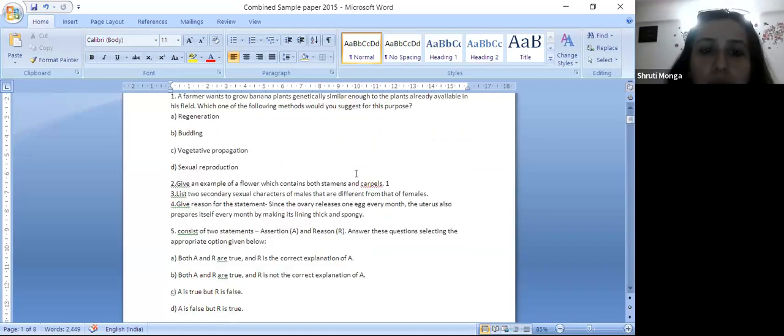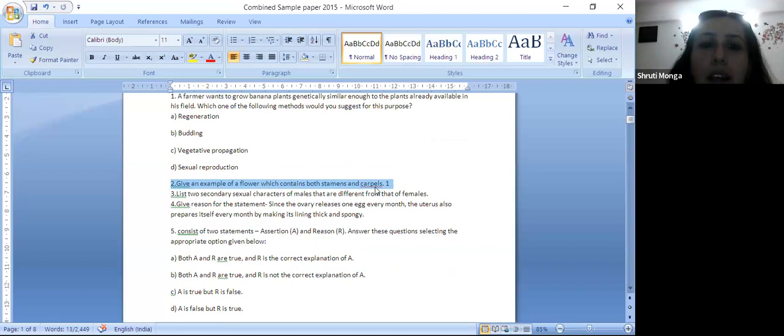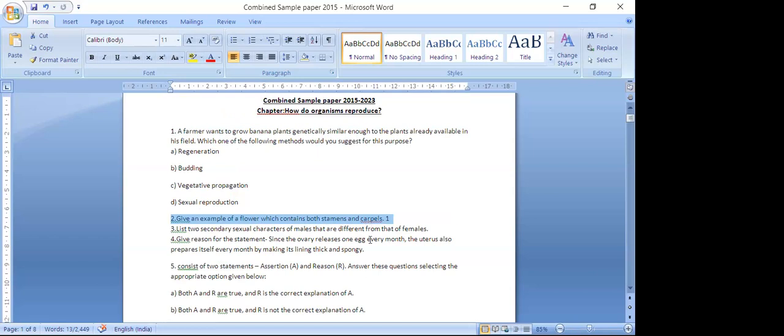Fine. Second question. Give an example of a flower which contains both stamens and carpels. Very simple question. Who can tell me the answer? These are your sample paper questions. The first question is from the recent sample paper, the sample paper of the year 2023-24. Example of a flower which contains both stamens and carpels: hibiscus.